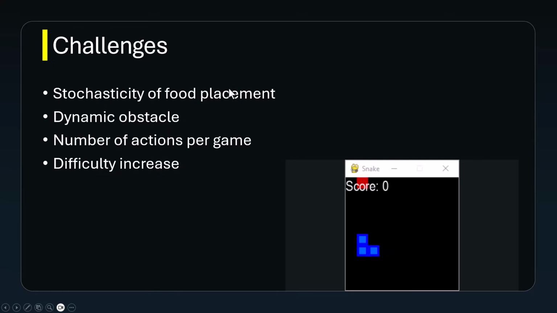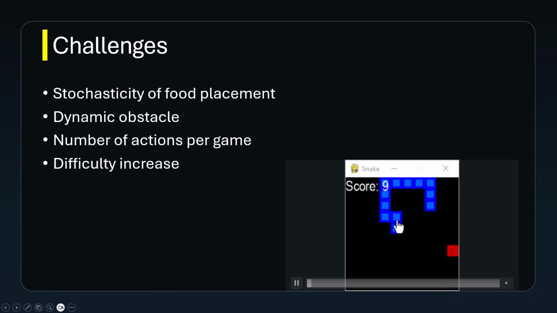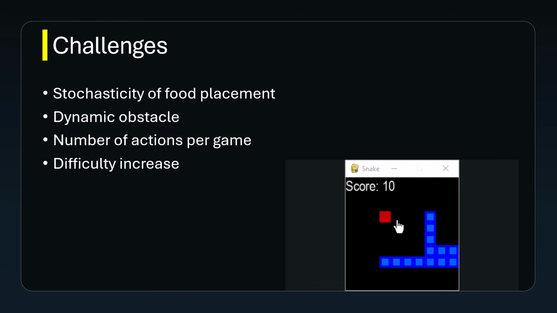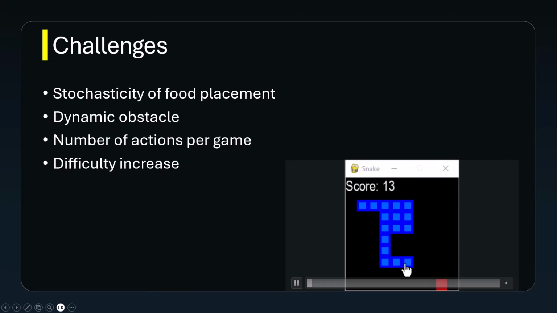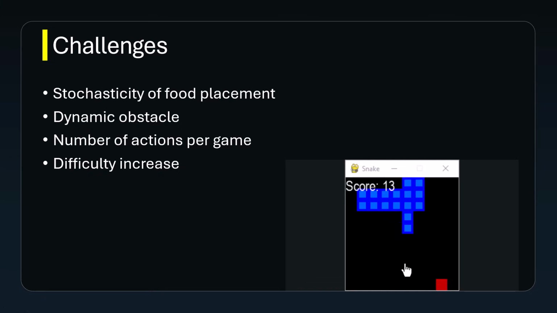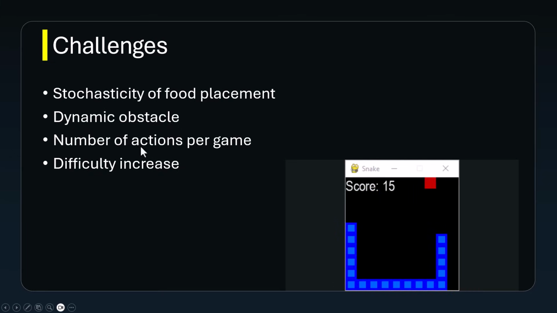The problem with the snake is that because food placement is random, creating this decision tree can be very difficult. So when the snake eats the food, we want to simulate the next state, but the next state can be anything, all right? Because food can be anywhere. Another thing is the dynamic obstacle, because the snake body is moving and growing. Algorithms like, for example, A star pathfinding don't work that well here. So we have a dynamic obstacle.